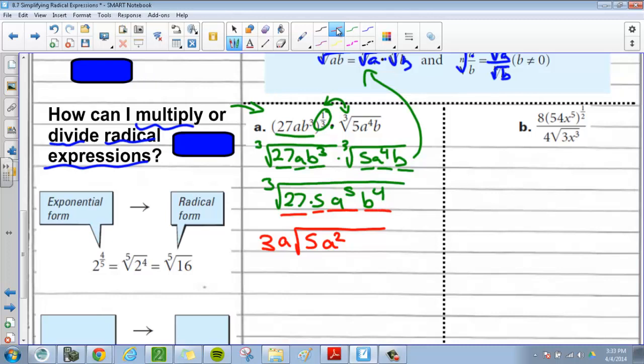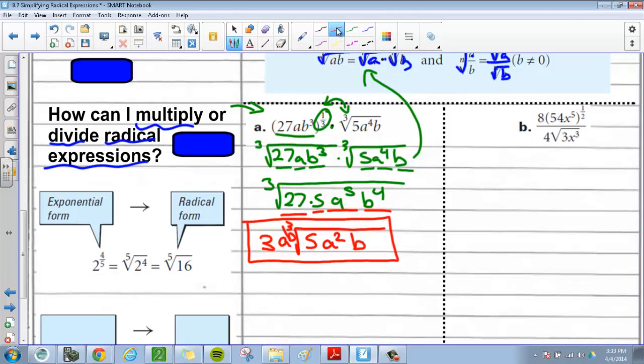And the cube root of b to the 4th, well, I can pull 3 b's out and make them 1, so ab on the outside, 3ab, but then I'm left with 1 b on the inside. So my final simplified form of this would be 3ab times the, sorry, not square root, is it? Cube root of 5a to the 2nd b. Okay? So that's how you do a multiplication one. Let's do a division one.